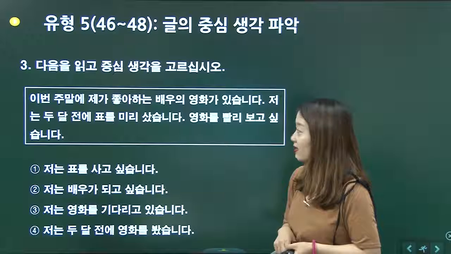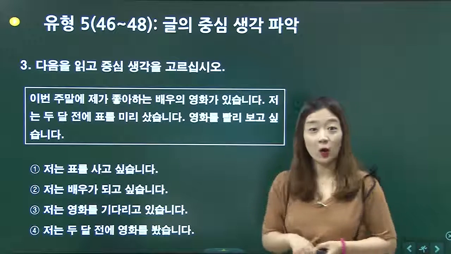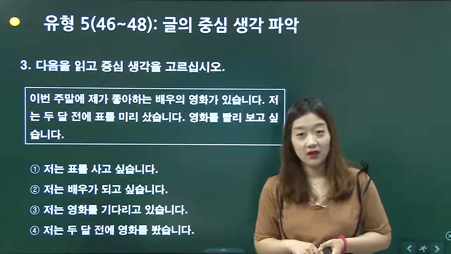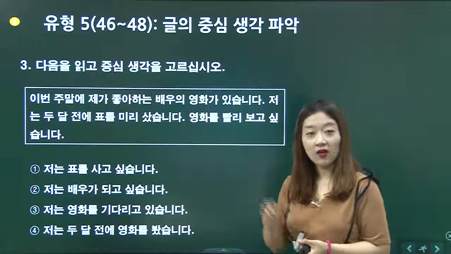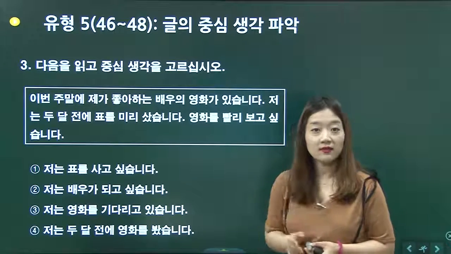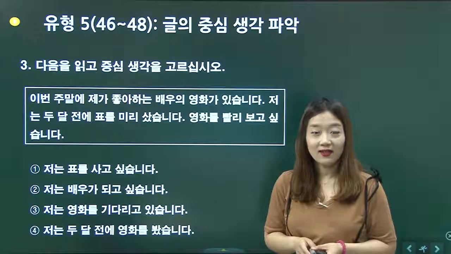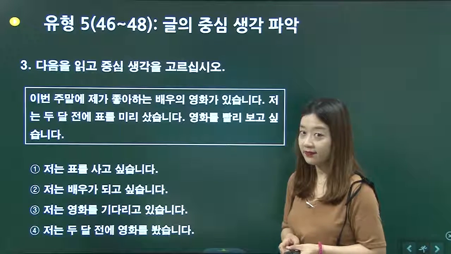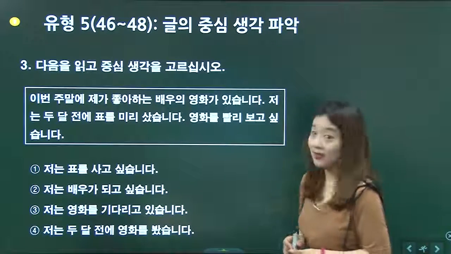이번 주말에 제가 좋아하는 배우의 영화가 있습니다. 저는 두 달 전에 표를 미리 샀습니다. 영화를 빨리 보고 싶습니다. Okay, let's find out which is the keyword.